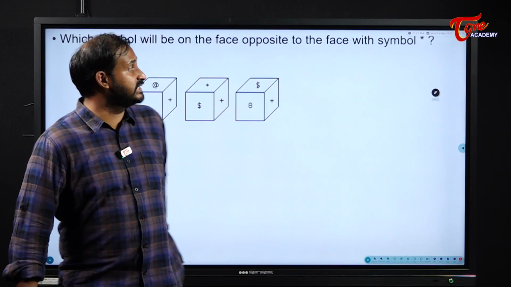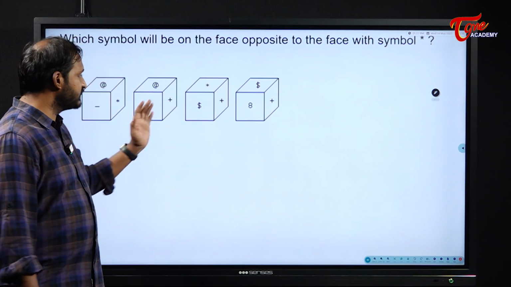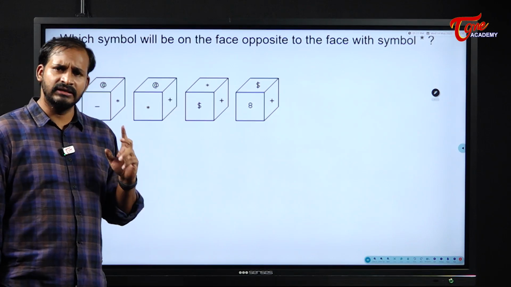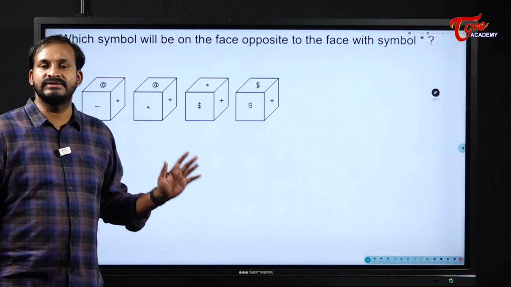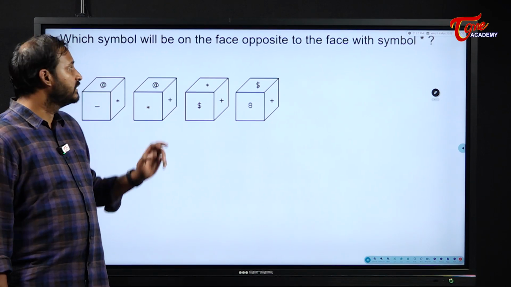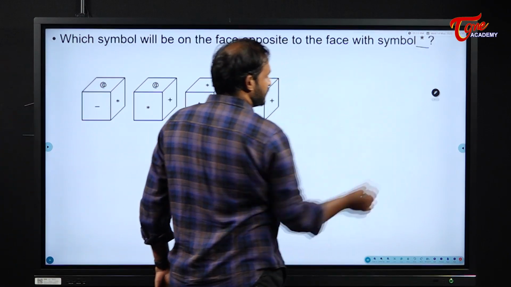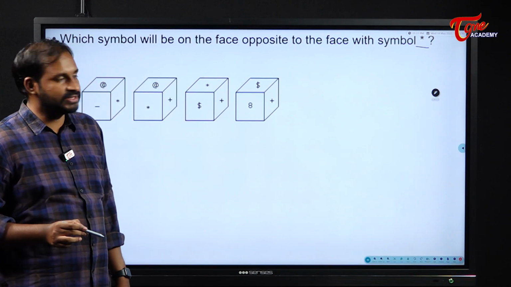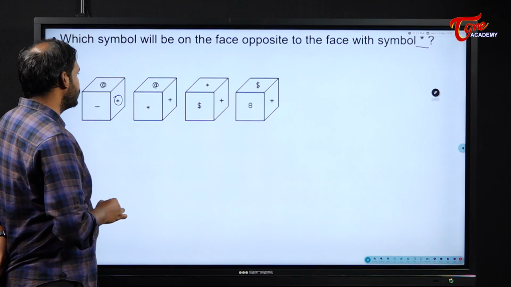Now see here, students, this is a question based on symbols. He has given us 4 projections. The reason is very simple: to introduce us to all the different types of symbols used on the dice. Now which symbol will be on the face opposite to the face with the star symbol? I need to find the symbol opposite to star.